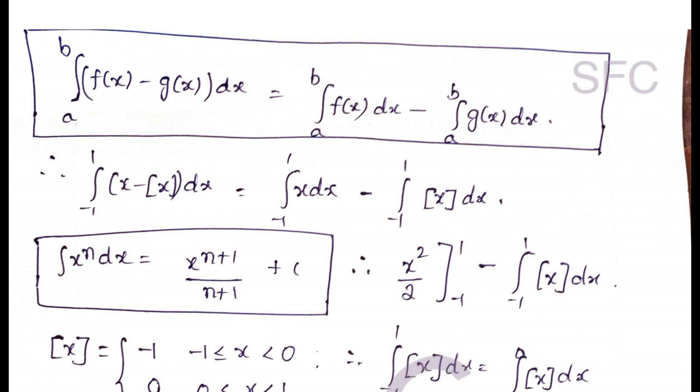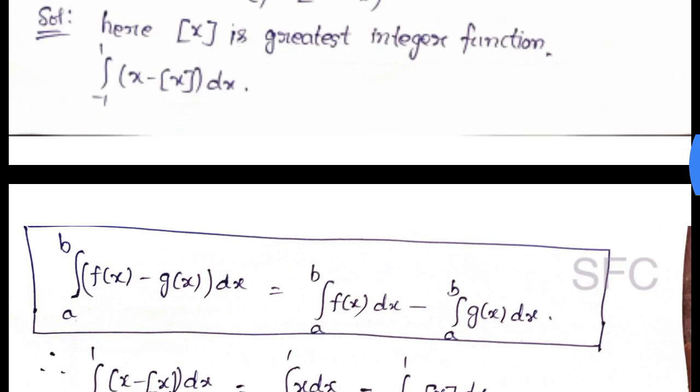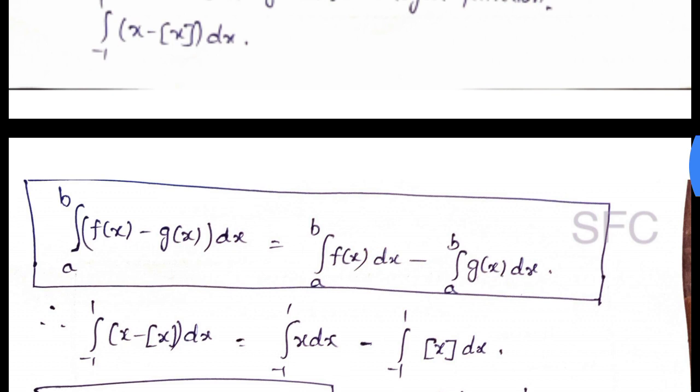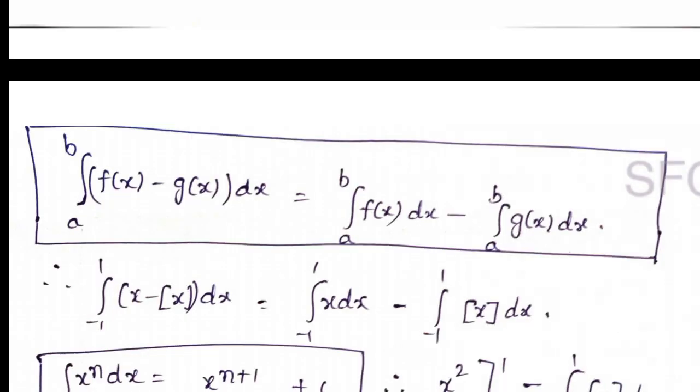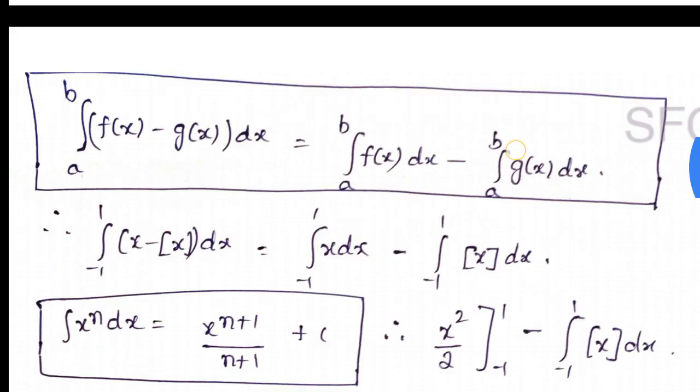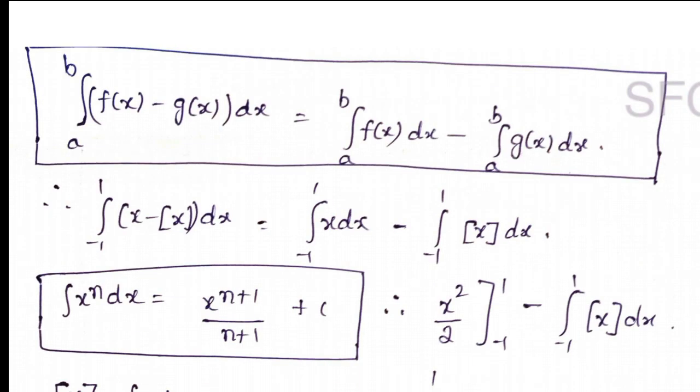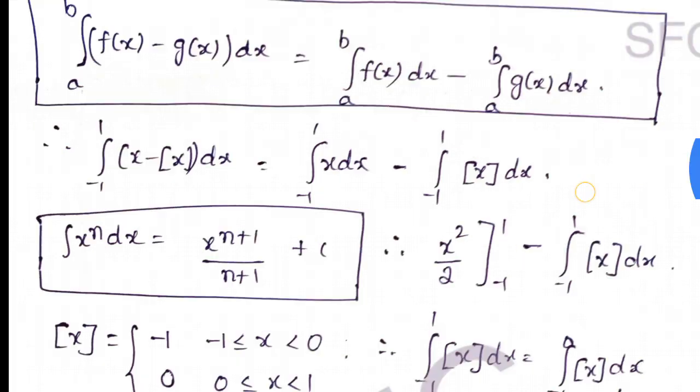Now it is following a formula: integral a to b of f of x minus g of x dx. Here two functions are given. The first function that we are considering, f of x, is x, and the second function is the greatest integer function of x. So it is in the form integral a to b of f of x minus g of x dx. This equals integral a to b of f of x dx minus integral a to b of g of x dx. Now we are splitting the term integral minus 1 to 1 of x minus step x dx into two terms. I hope you understood.